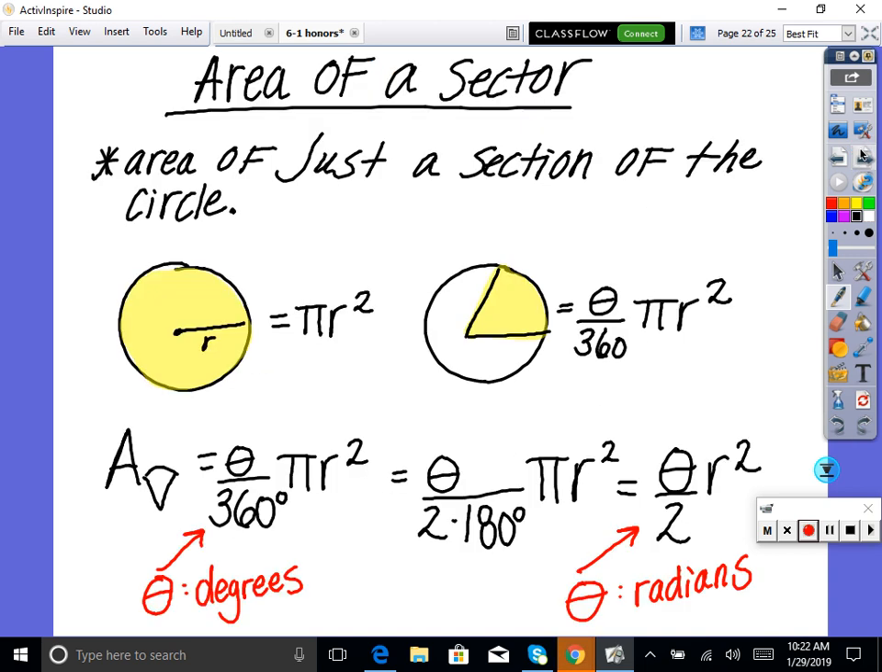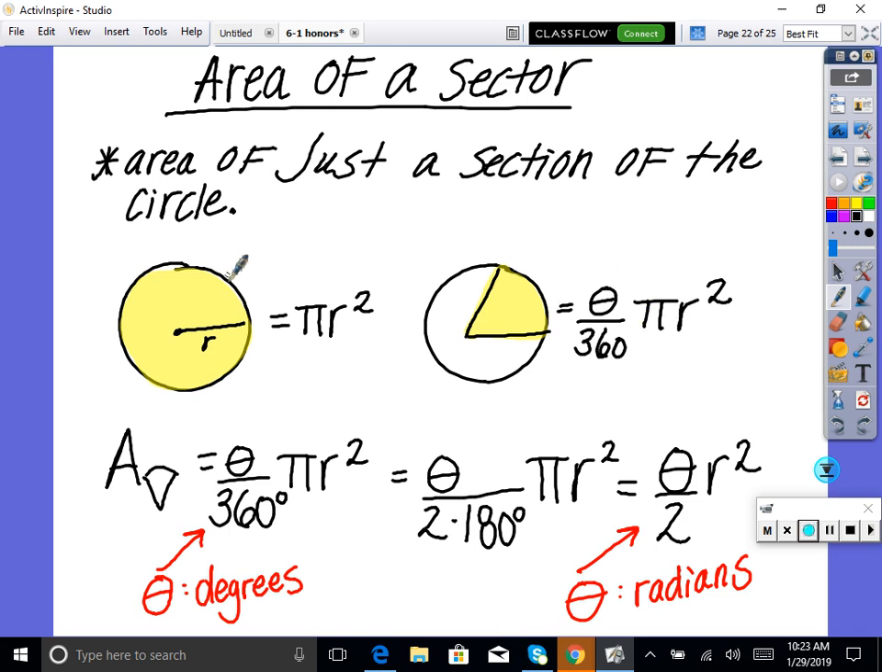Okay, cool. Last formula you need to know is the area of a sector. Area of a sector literally just means exactly what it says: area of a section of a circle. A sector just means section. So instead of finding the area of a full circle, we only want to find the area of just a small section of the circle. Look at the formula and how it's derived, because it's a lot easier to remember if you understand where the formula comes from.